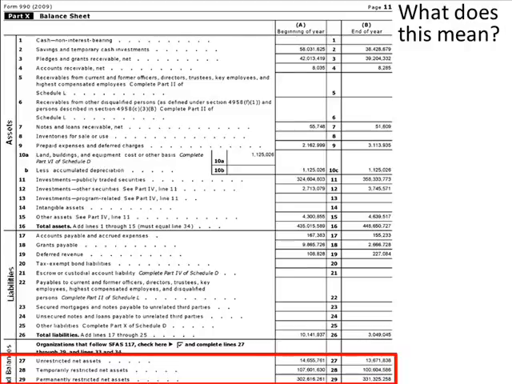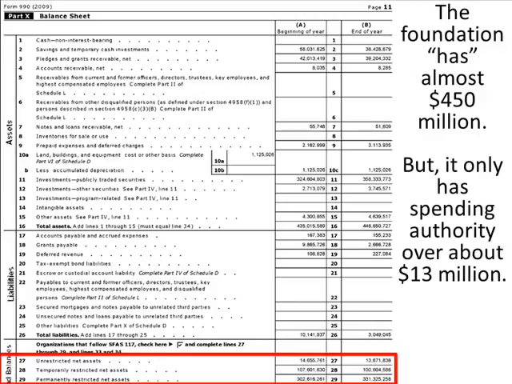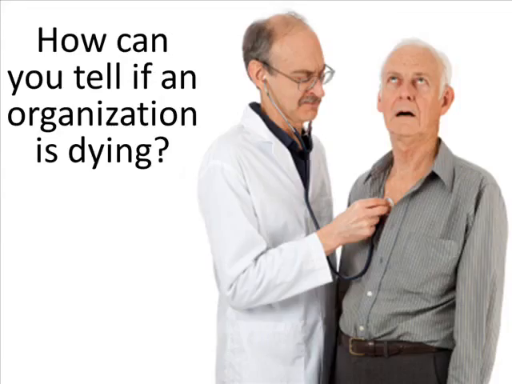So what does this mean at the bottom? The unrestricted, temporarily restricted, and permanently restricted categories. Well, even though the foundation has almost $450 million, it actually only has spending authority over about $13 million. So how can we use some of these numbers to tell if an organization is sick or dying?